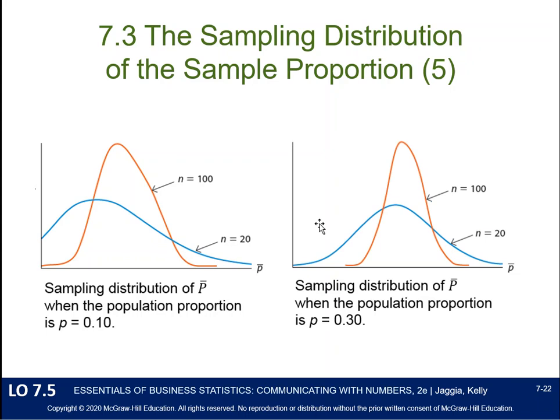And here we see if we're looking for a population proportion of 0.3, or 30%, so closer to 0.5. Remember, the closer you get to 0.5, the smaller the sample size you can get by with. Here we see 20 is more normally distributed, and 100 is definitely more normally distributed.